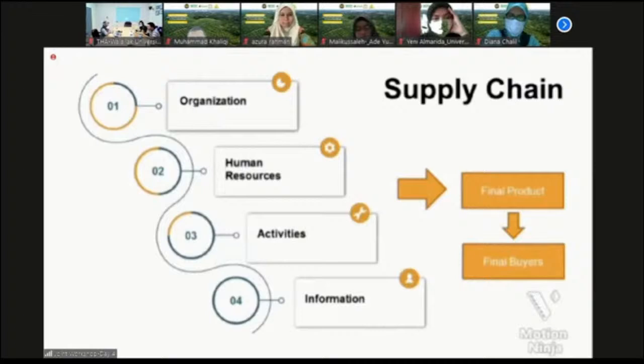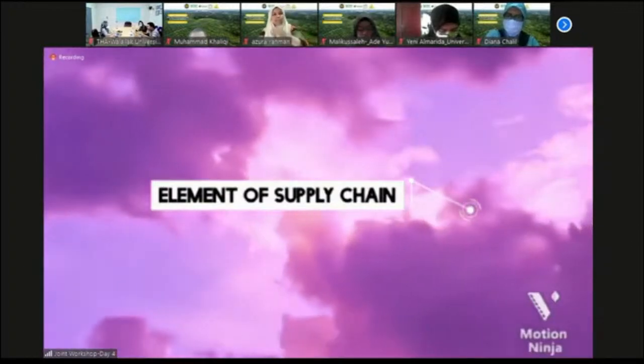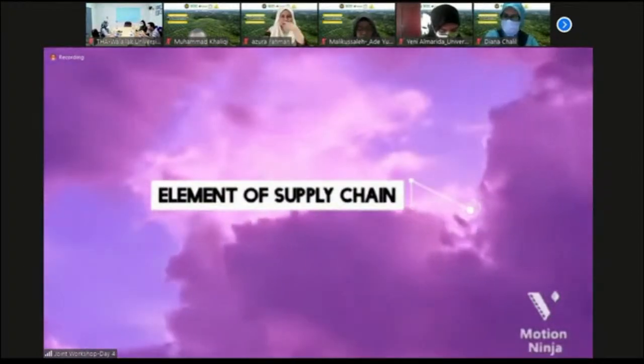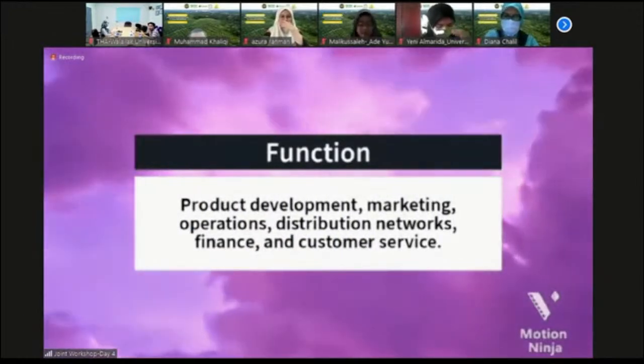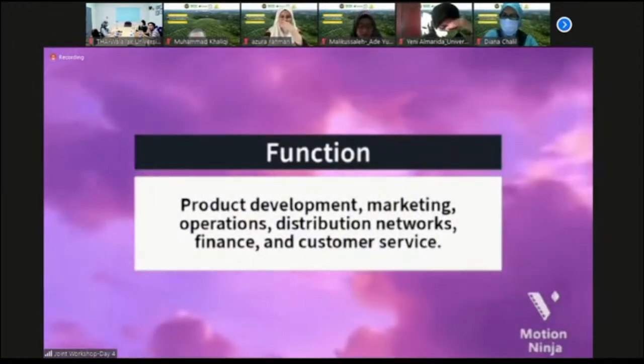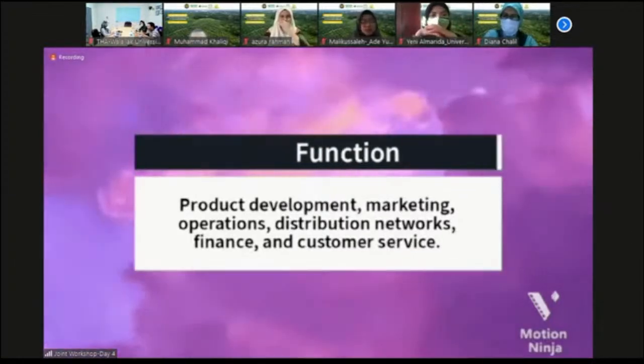It is a chain of companies and operations that goes into making the individual parts that come together to form the final product until it reaches the final buyer. The elements of the supply chain include all functions starting with receiving orders to fulfilling customer demands. These functions include product development, marketing, operations, distribution networks, finance, and customer service.